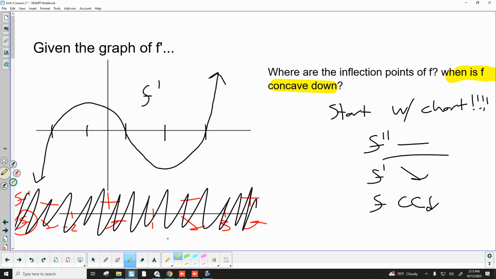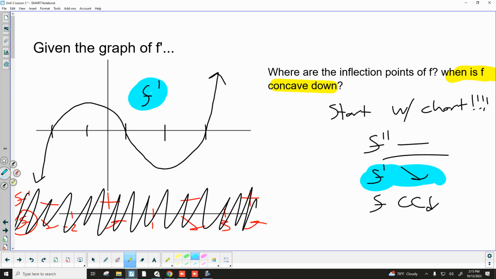F prime is going down right here from -1 to 2. Now, here is another way to do this, and it's actually unfortunate because having two ways to do one thing sometimes confuses students. Everybody just wants, like, just tell me what to do.